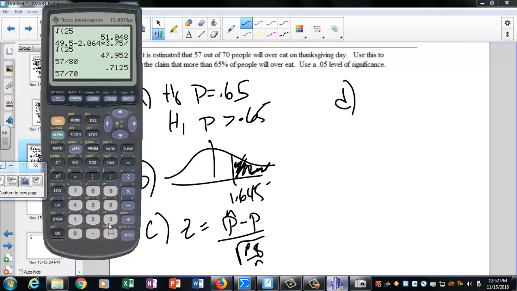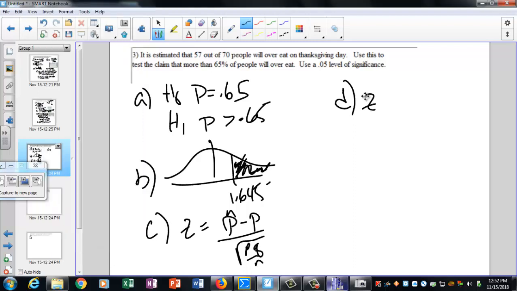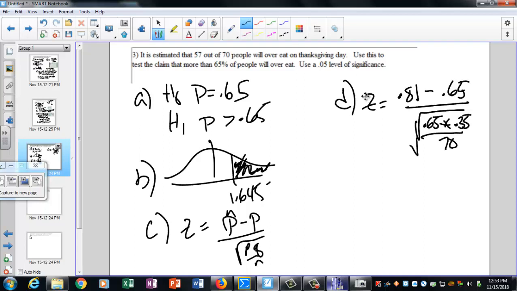Potato, potato. All right. So P hat is 0.81. Can we agree? So the formula will be Z equals 0.81 minus 0.65 divided by the square root of 0.65 times 0.35 divided by 70. Remember, the square root has to cover the whole thing.